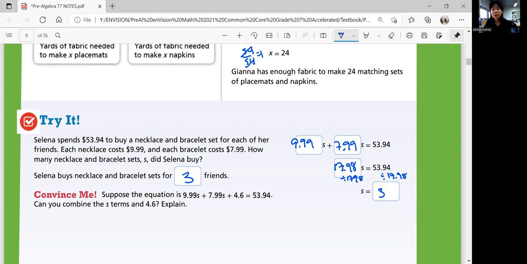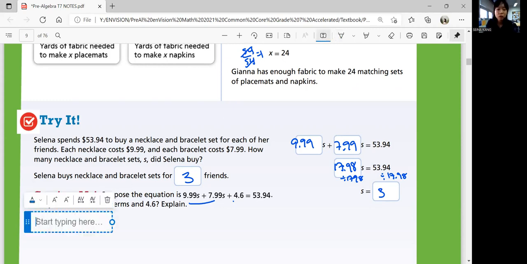Suppose the equation is 9.99S plus 7.99S plus 4.6 equals 53.94. Can you combine the S terms and 4.6? Are they like terms? Can you add them together and say, oh, instead of 17.98S, we're gonna get 22.58? Can we do that? No, because they're not like terms. You can't add them. So no.